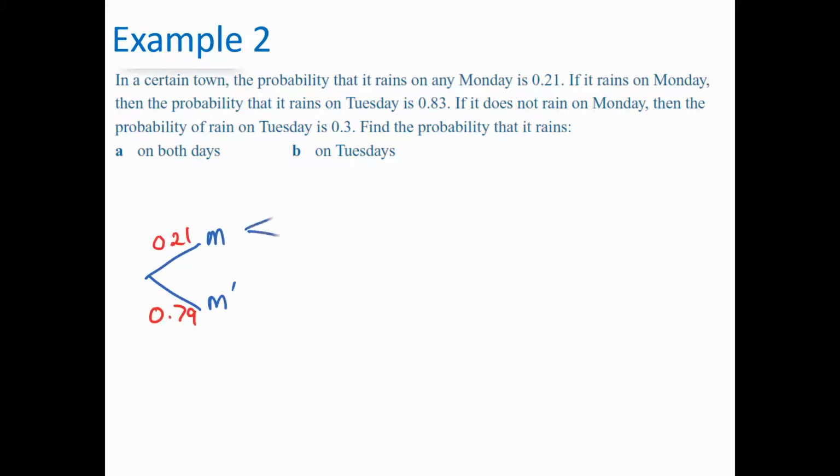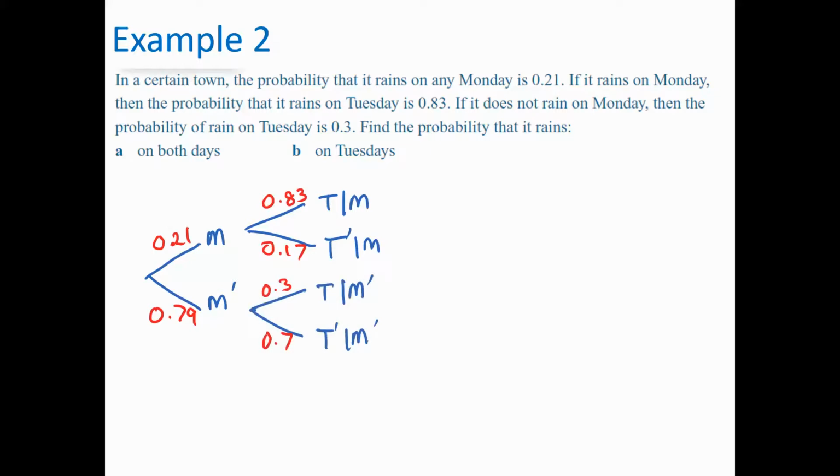I'm putting out a tree diagram in case you need a starter. M stands for Monday rains. M dash means that it doesn't rain on Monday. I've just followed what they've told me. Tuesday given Monday means that Tuesday rains, given that Monday did rain, it's 83%. So that means the last 17% has to be Tuesday doesn't rain, but Monday did rain. So I'm just following with that.